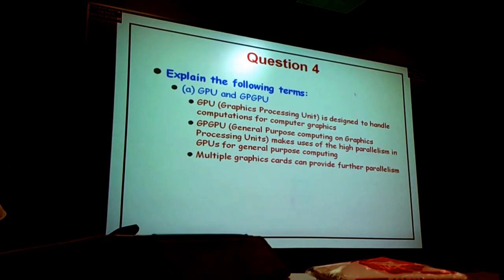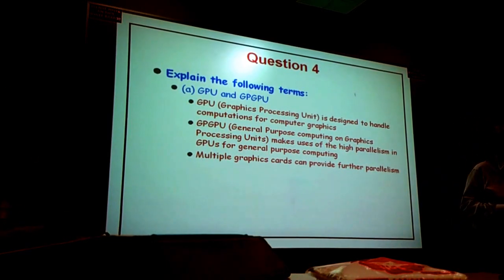Because this GPU is just for other general purposes. You can use it for the other general purposes, like replace CPU. Is it? I don't know. Okay, so just the general.